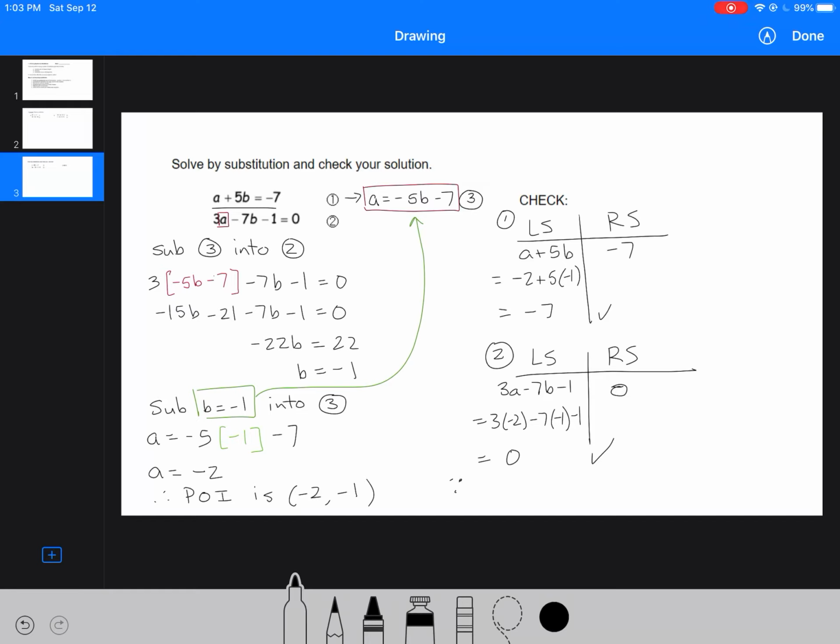And then we can say, since (-2, -1) satisfies both equations, it is the solution to the system.